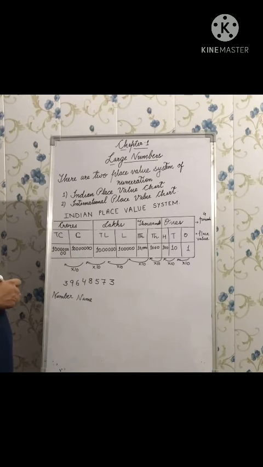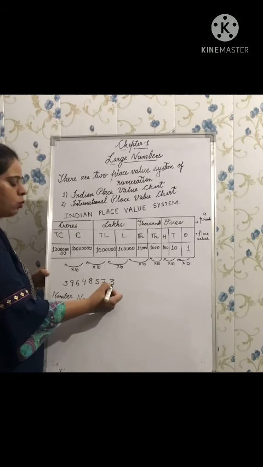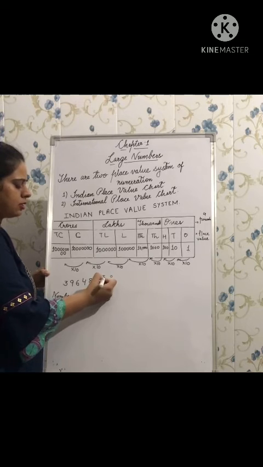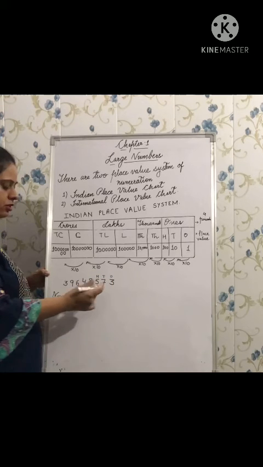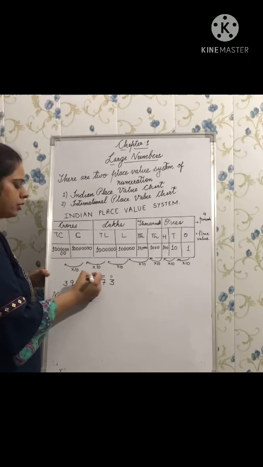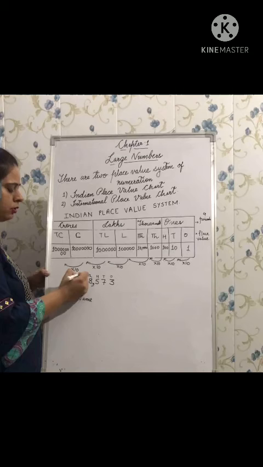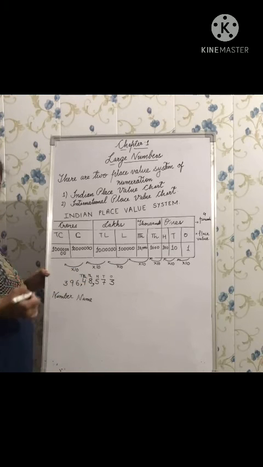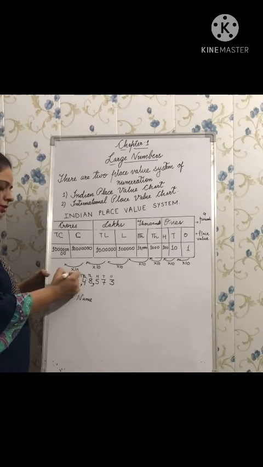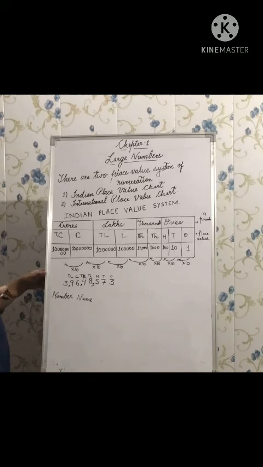Now how you will put the commas? You can put the commas from the back side. Ones, tens, 100. This is one group, so you will put a comma here. Then 1000, 10,000. This is another group, so you will put a comma here. Then lakhs, 10 lakhs. You will put the comma here. And this is crore.